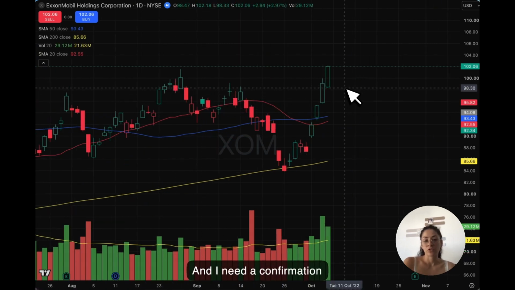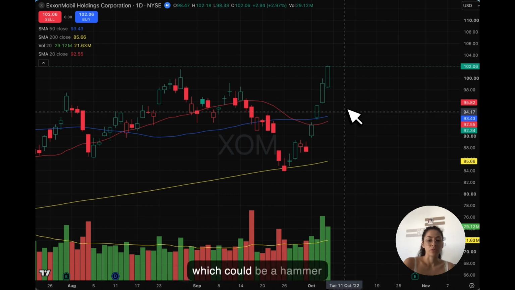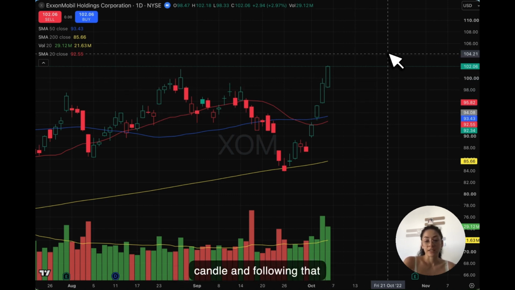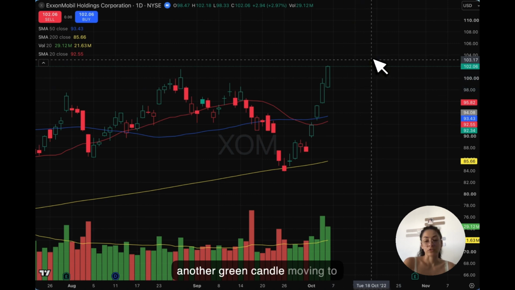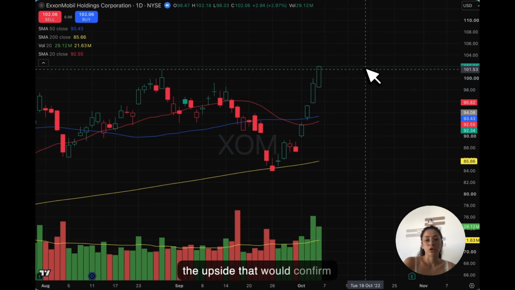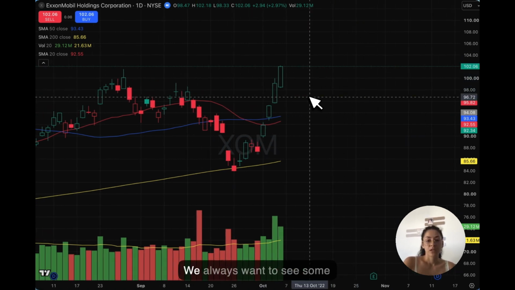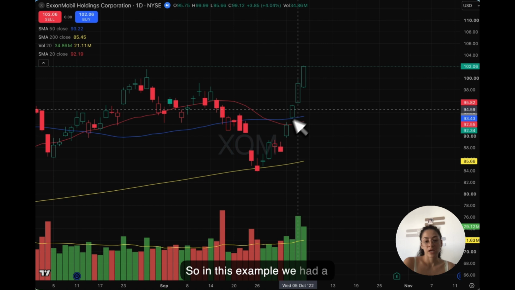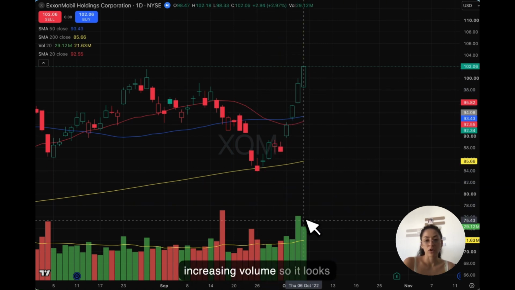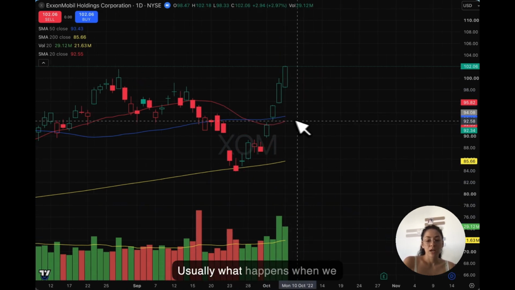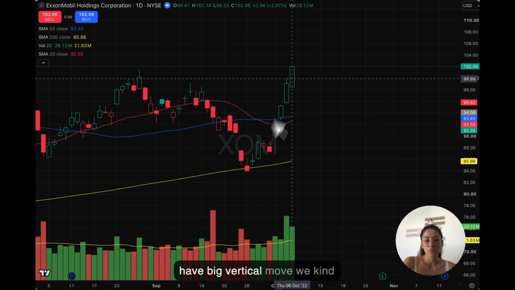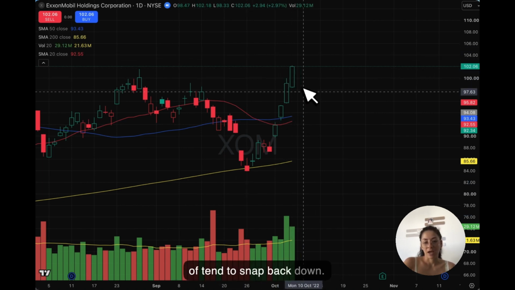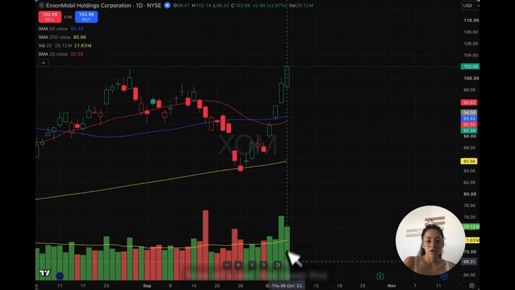And then I need a confirmation candle of some kind of reversal, which could be a hammer candle, a reverse hammer candle, and following that, another green candle moving to the upside that will confirm the reversal. We always want to see some kind of confirmation before entering a trade and put capital to risk. So in this example, we had a move to the upside with increasing volume, so it looks good. Usually what happens when we have big vertical move, we kind of tend to snap back down. Now let's see how deep this goes.